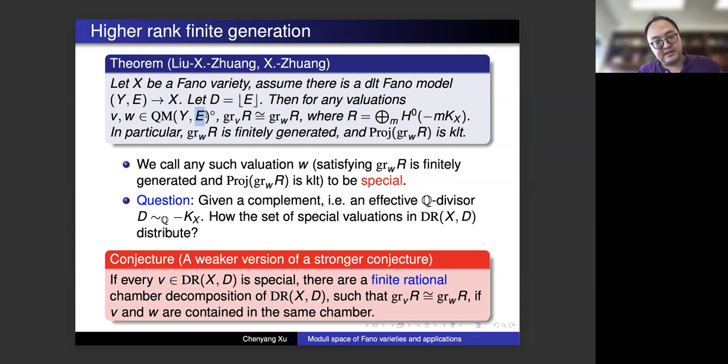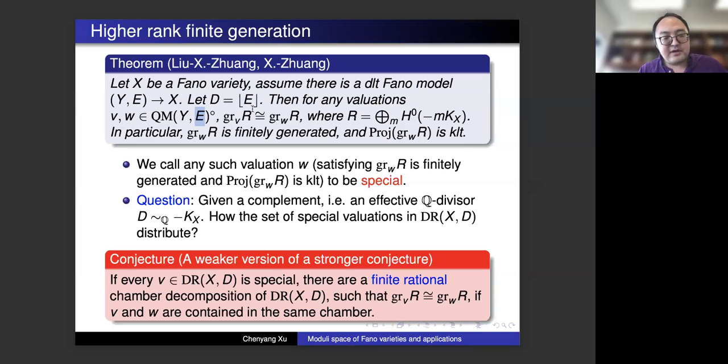So particularly, in other words, no matter what V and W you choose, as long as it's in the interior of this dual complex, then you get the same degeneration. The degeneration will be to the same KLT Fano variety. So we call such valuations W to be special. Special just means it's finitely generated and the central fiber is KLT.